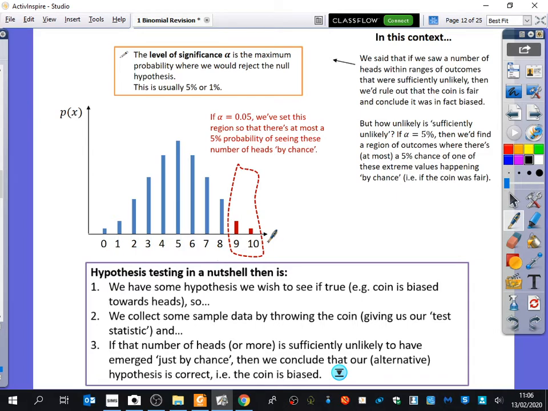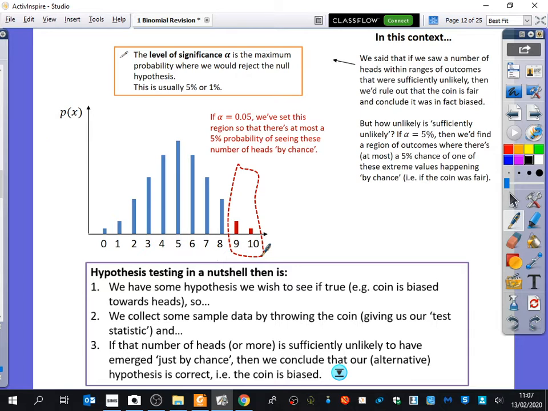So in this context, I've said if we saw a number of heads within a range of outcomes that were sufficiently unlikely, then we would rule out that the coin is fair and conclude that it was biased. But how unlikely is sufficiently unlikely? Well, if alpha is 5%, if the significance level is 5%, then we would find a region of outcomes where there's at most a 5% chance of one of these extreme values happening by chance if the coin was fair. So here, if alpha is 0.05, we've set this region so that there's at most a 5% probability of seeing this number of heads by chance.